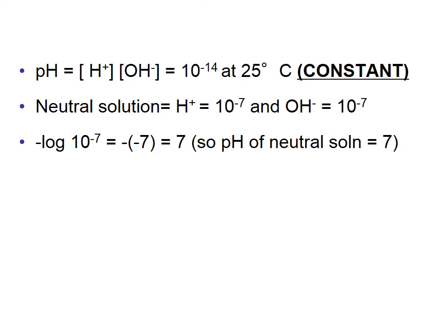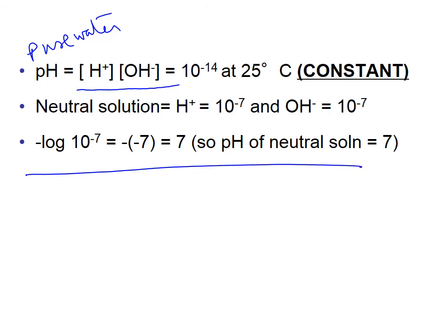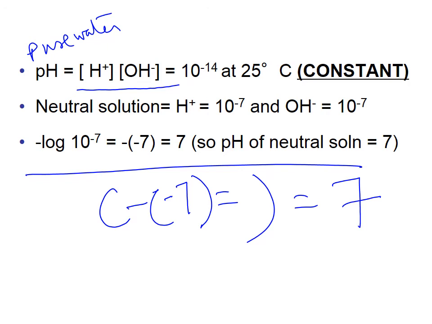So, like I said about the beanbag, the pH of pure water at 25 degrees is calculated from the concentration of H and concentration of OH, which is 10 raised to minus 14. So minus log to the base 10 of 10 raised to minus 7 is minus of minus 7, which is equal to 7. So the pH of a neutral solution is 7.